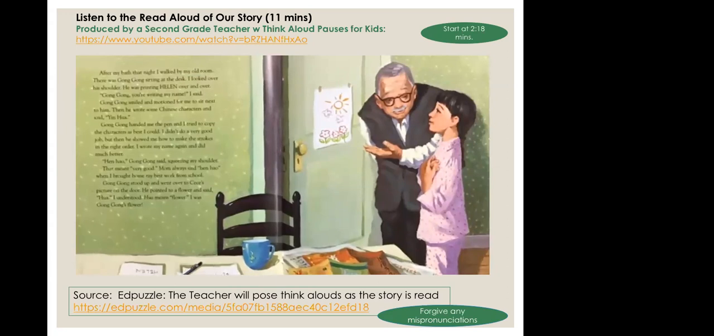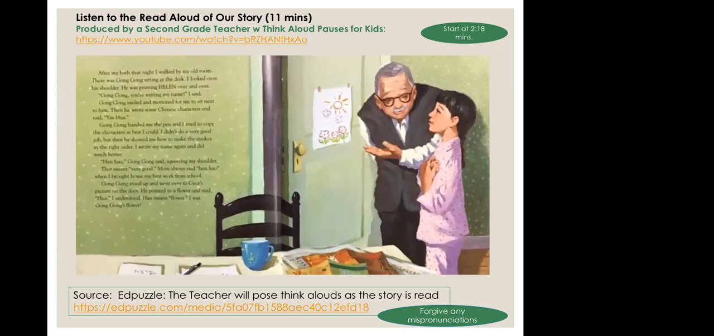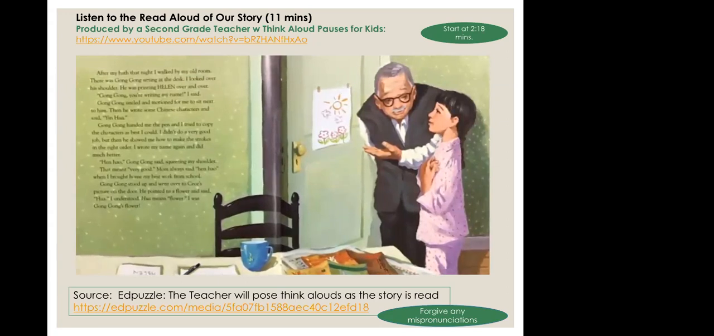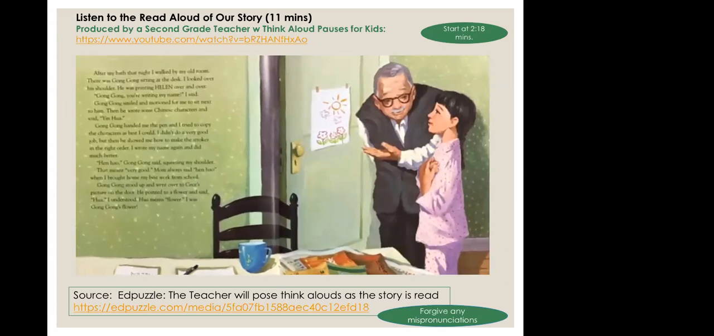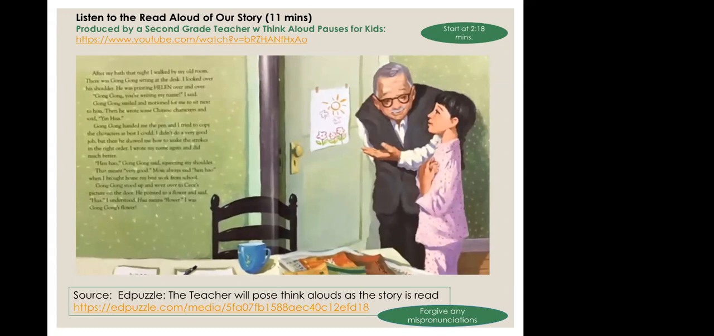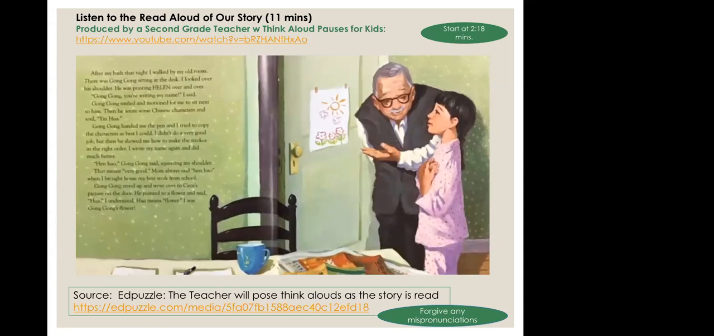Gong Gong handed me the pen and I tried to copy the characters as best I could. I didn't do a very good job, but then he showed me how to make the strokes in the right order. I wrote my name again and did much better. "Hen Hao," Gong Gong said, squeezing my shoulder. That meant very good. Mom always said Hen Hao when I brought home my best work from school.